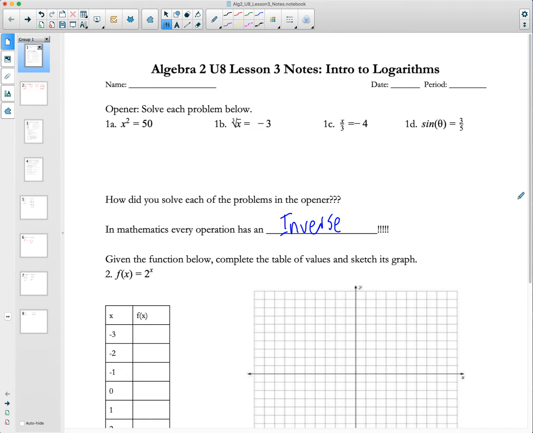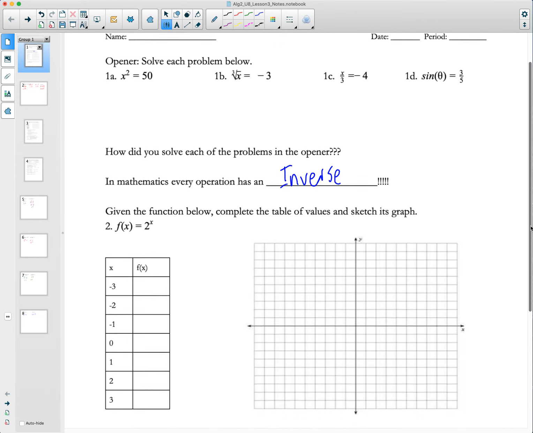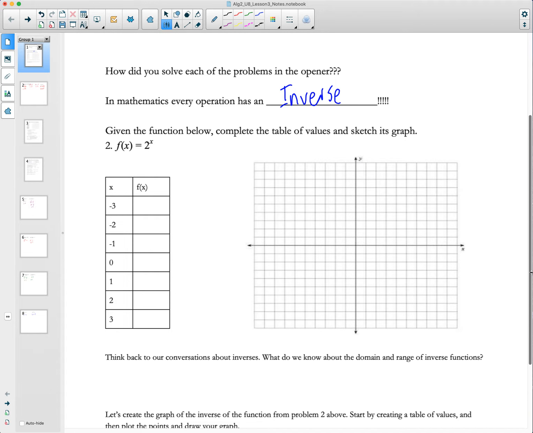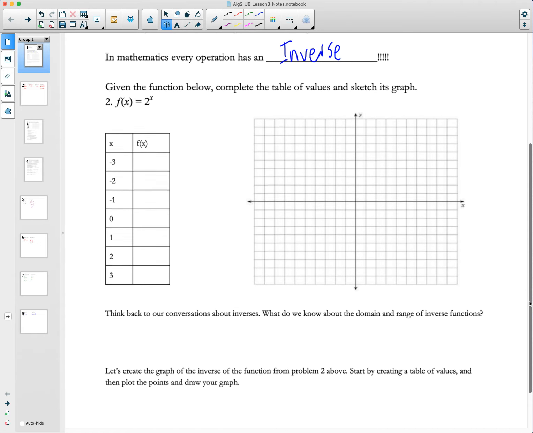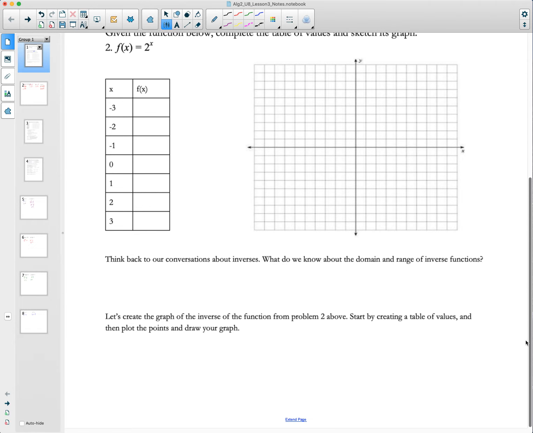So let's just do some basic things here with our graph here of f of x equals 2 to the x, and talk about how that leads into what a logarithm is. And so all we're going to do real quick here is just create our table of values, and I'm going to draw our exponential graph here, and then we're going to talk a little bit about that and how that ties into a logarithm. So we have our x values here, so I'm just going to go from -3 to 3.